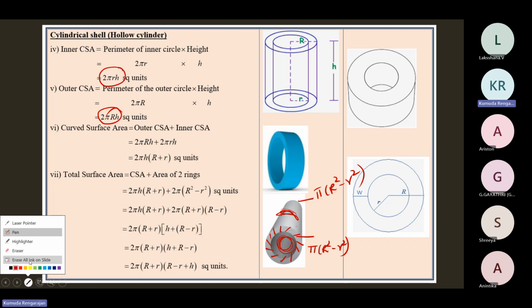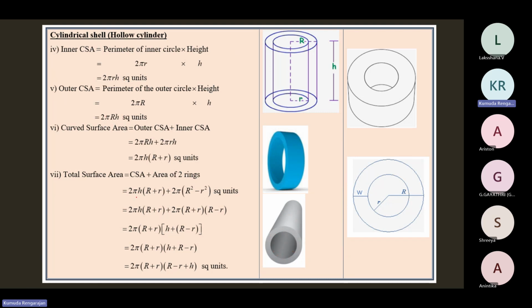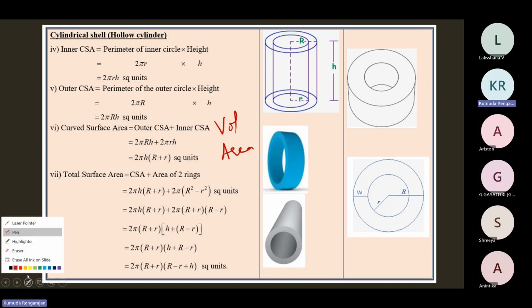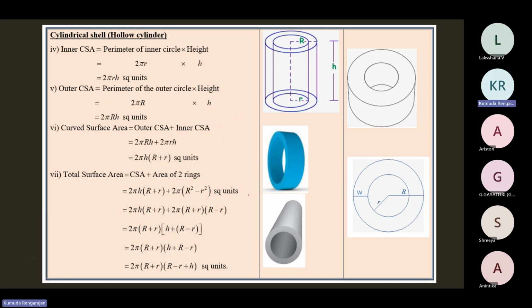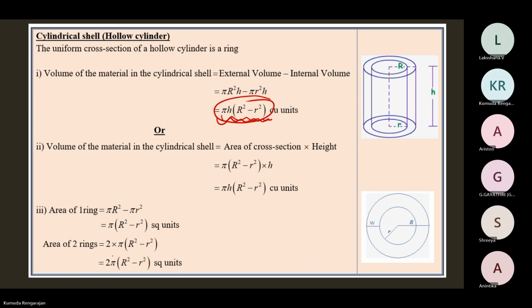When we talk about solids, we talk about their volume and area, meaning the curved surface area or the total surface area. We're trying to understand the surfaces. We have seen this earlier, children; I'm repeating this. Volume, there's only one volume. Pi h into capital R square minus small r square is the formula used to find the volume of the material in the cylindrical shell.